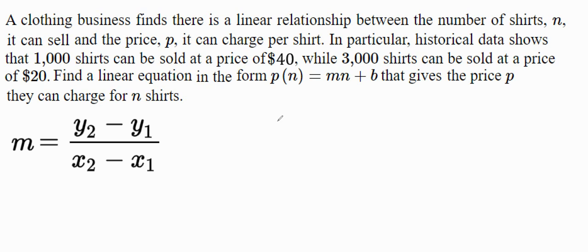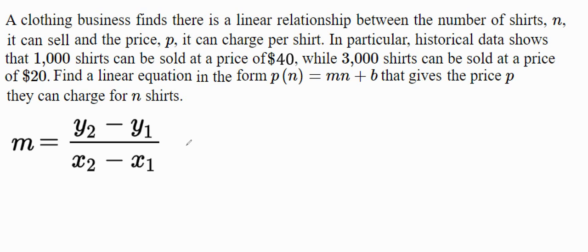A clothing business finds there's a linear relationship, think y equals mx plus b, between the number of shirts n that it can sell and the price p it can charge per shirt. In particular, historical data shows that 1,000 shirts can be sold at a price of $40, while 3,000 shirts can be sold at a price of $20. We're going to find a linear equation in the form of p of n equals mn plus b that gives the price p that they can charge for n shirts.